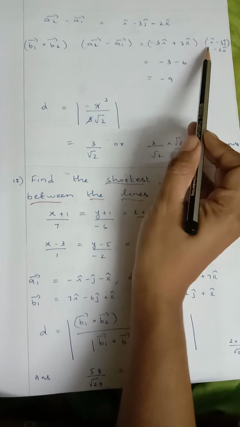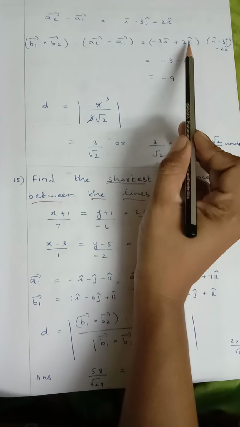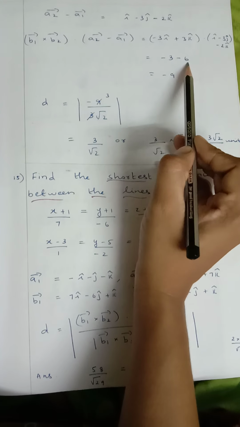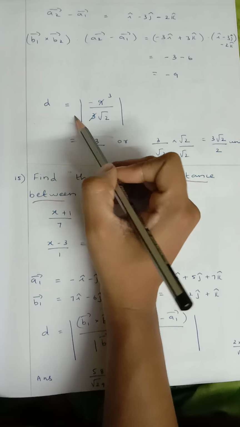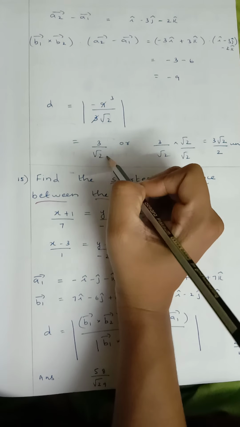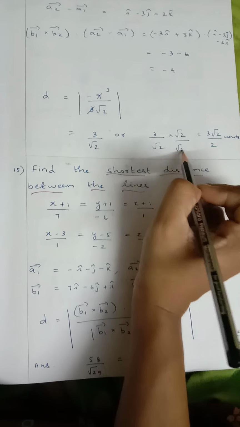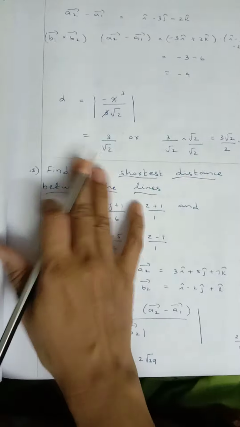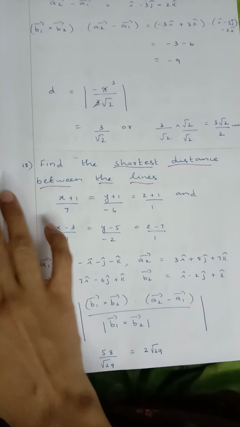So you know how to find the dot product? Minus 3 into 1. j is not there, so it will become 0. So 3 into minus 2 is minus 6. So it is minus 9. So D is equal to minus 9 by 3 root 2, or 3 by root 2. If you want to rationalize this, you multiply and divide by root 2. So 3 root 2 by 2 units. So this is the shortest distance between two lines.